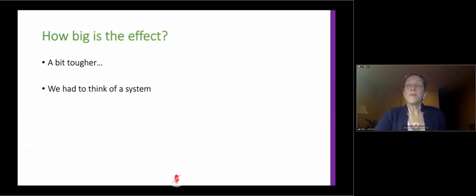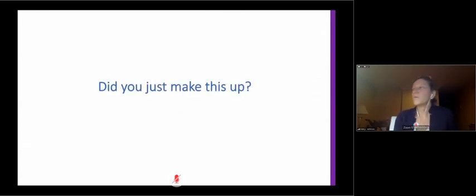The more difficult part is asking authors to think about how big an effect is. It was a bit tougher, and we had to start thinking of a different system to come up with how big an effect is. And so one of the questions is, did we just make this up? I think this will lead to the question about how this came about. Are these for consumers or not?